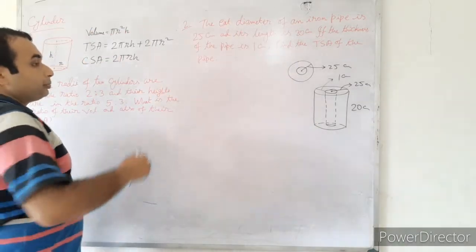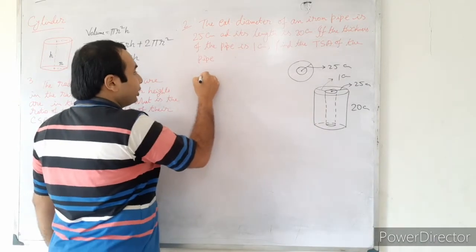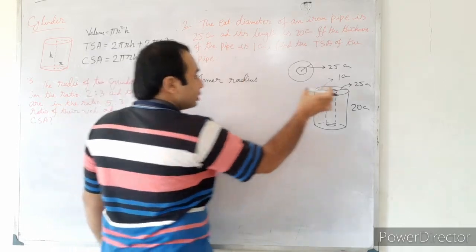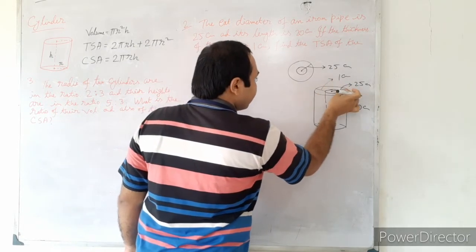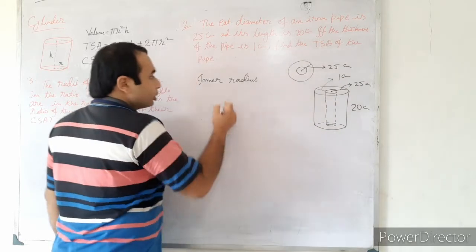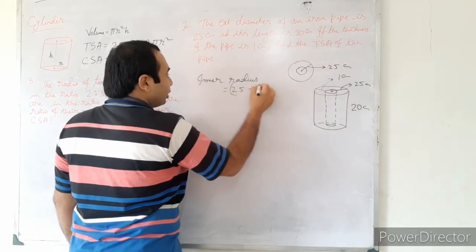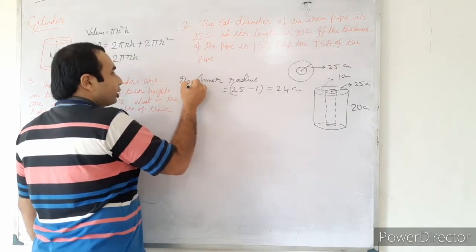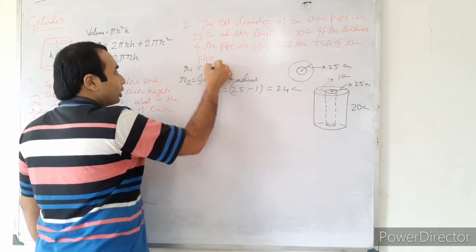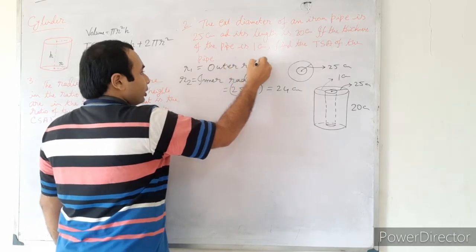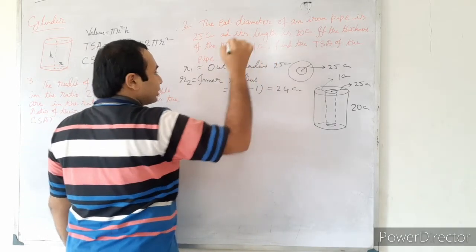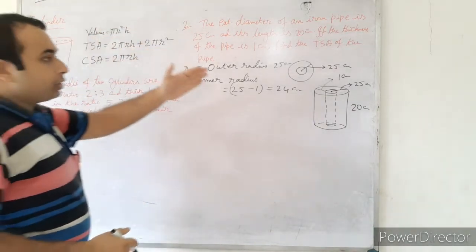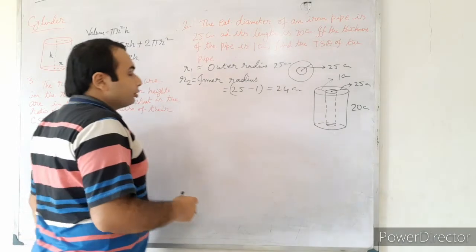So first of all, we can find the inner radius. Inner radius, that means this is the total 25. From here 1 cm will be reduced. So it is 25 minus 1, that is 24 cm. I can write this as R2, and R1 is the outer radius, that is given as 25 cm. So the height will remain the same for the inner position also.